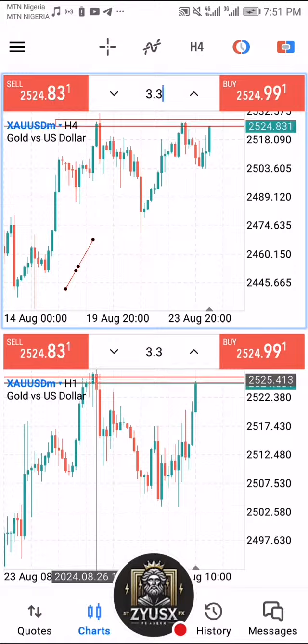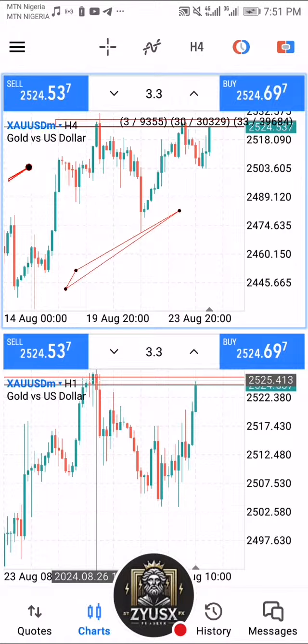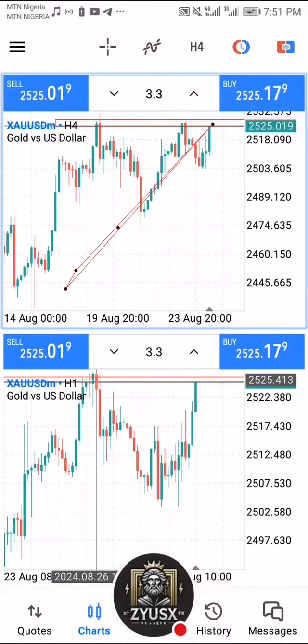So we are almost at the level, and there are 9 minutes before this 1 hour candle closes. That's another opportunity. We want to see how the candle will close. The candle is going to close strong.